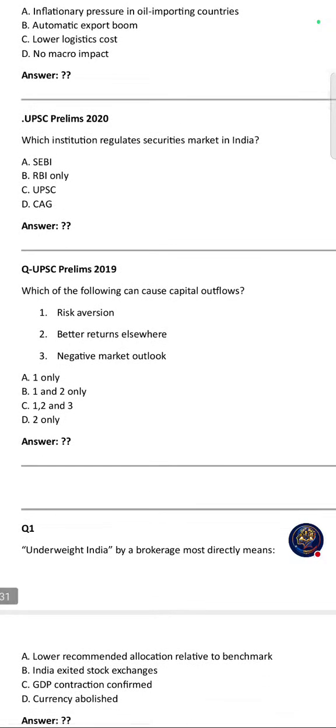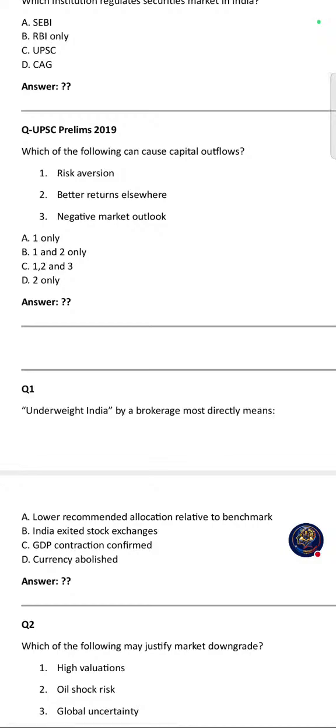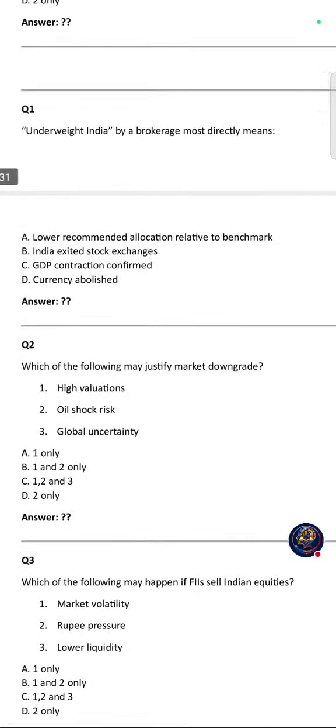Next, which institution regulates security market in India? Security market in India means SEBI. Which of the following can cause capital outflows? 1, risk aversion. 2, better returns elsewhere. 3, negative market outlook. What is the correct answer? All three are correct. Next, underweight India by a brokerage most directly means, what is the correct answer?